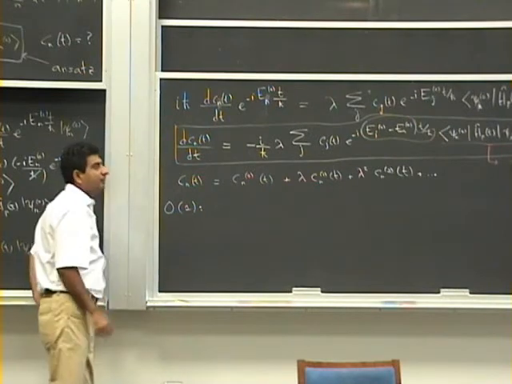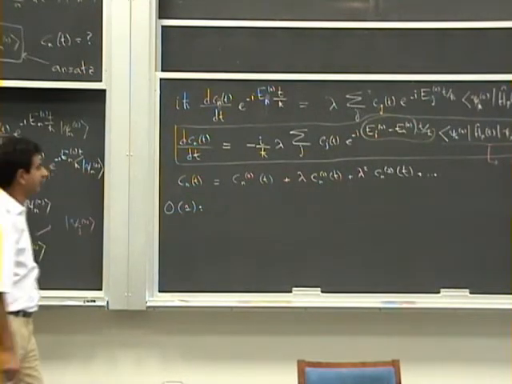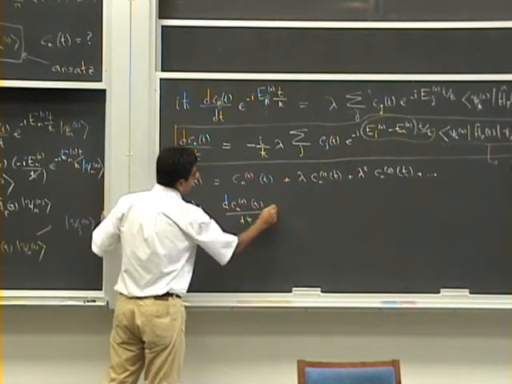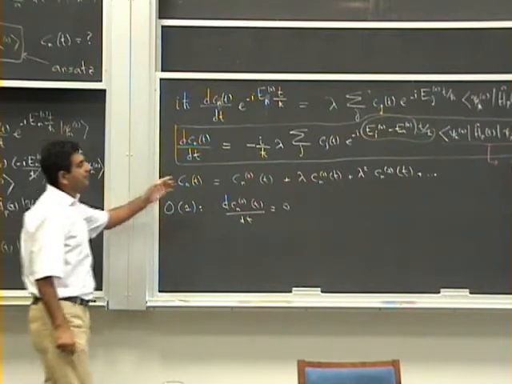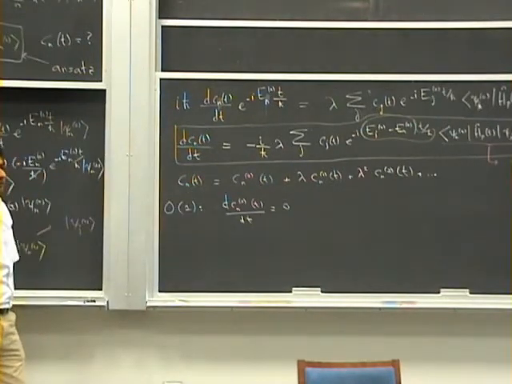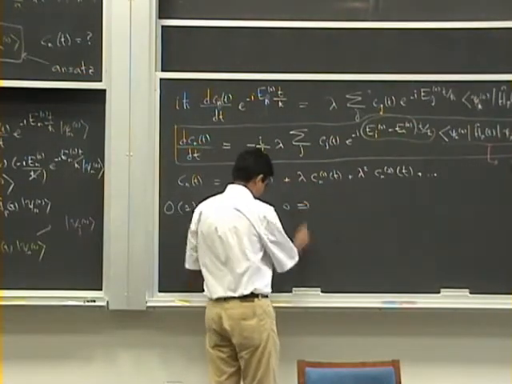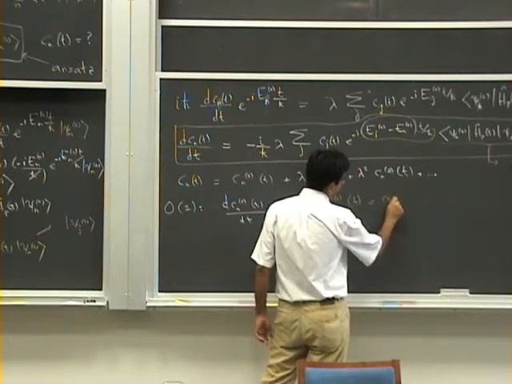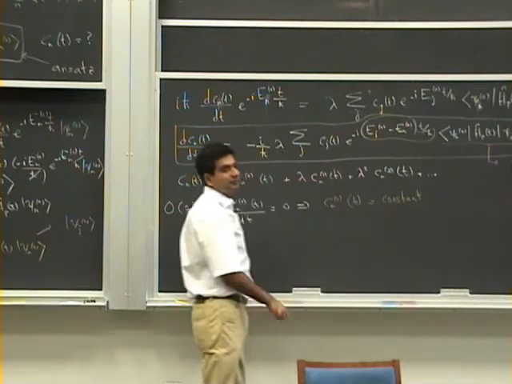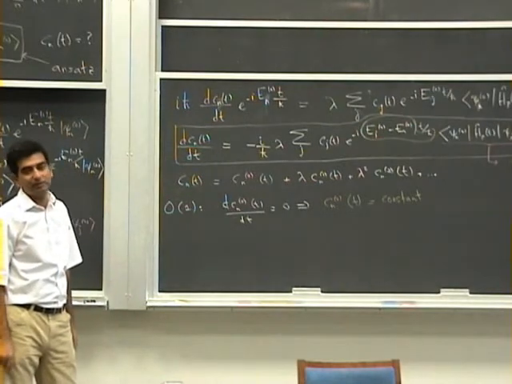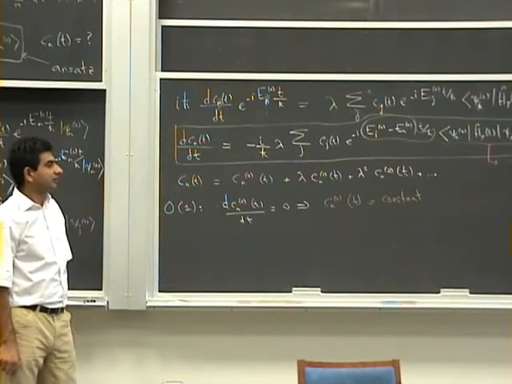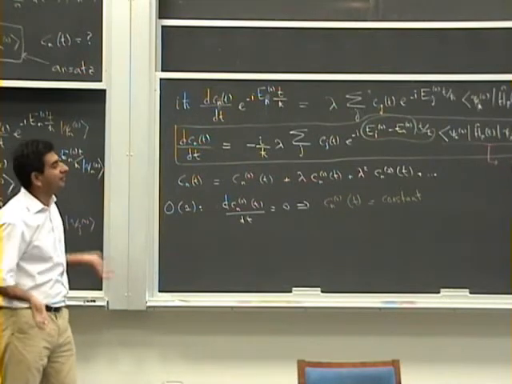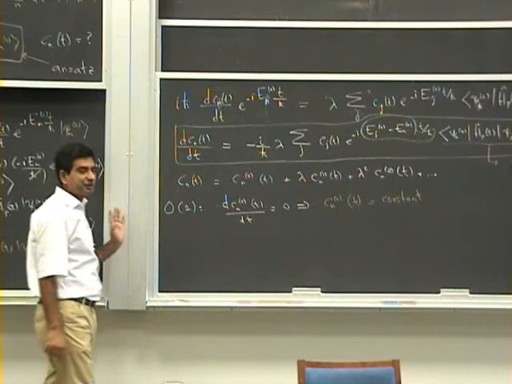zeroth order in lambda, that is comparing the terms which do not include lambda, we have d c n, zero, this equals 0. Okay? Because lambda is always there on the left hand side. This means that c n, the zeroth order term, which is supposedly a function of time, is in fact independent. So up to the lowest order, which is the zeroth order, the coefficients don't change with time. So this is the lowest order term of the perturbative expansion. The coefficients don't change with time.